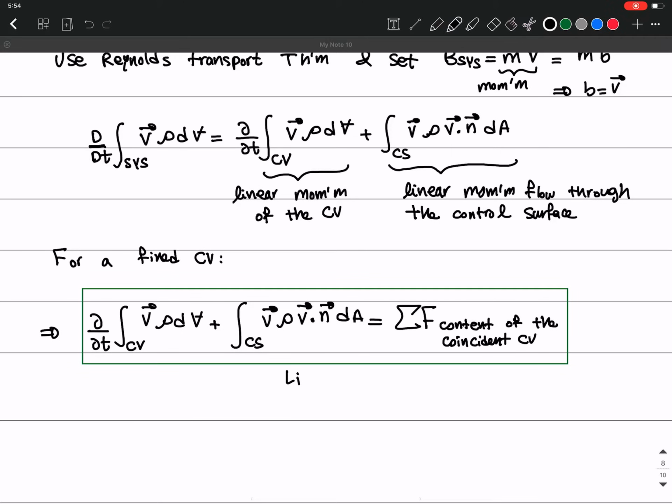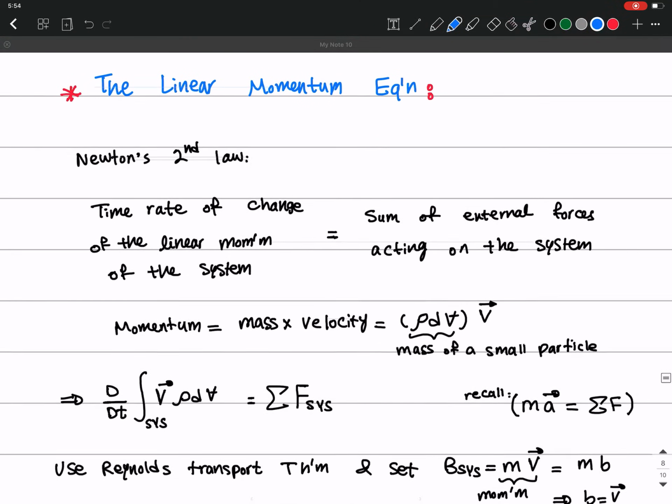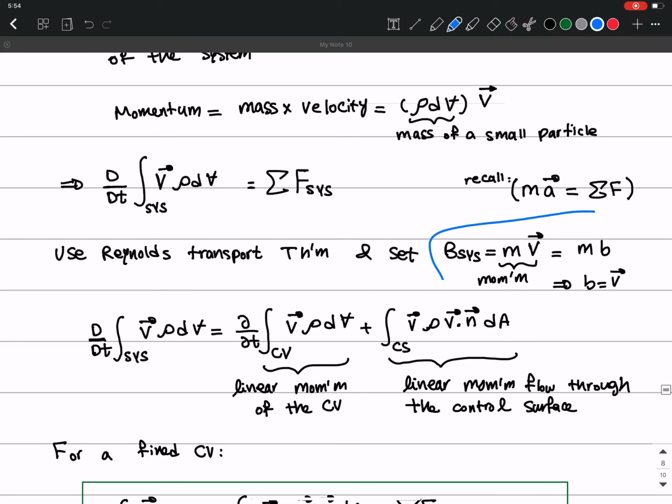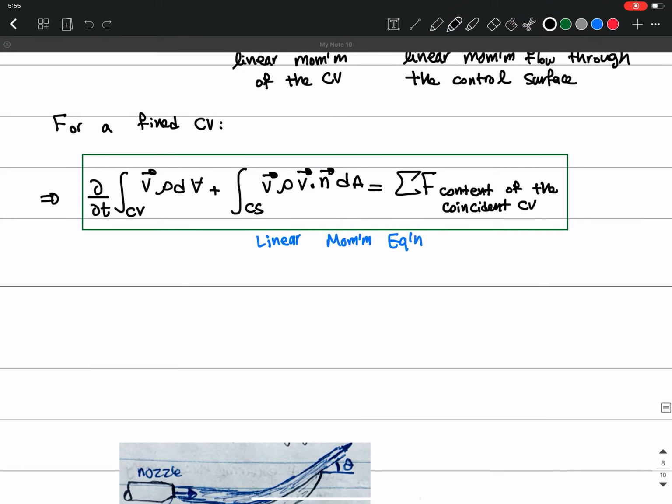Linear momentum equation. Okay, so what we did was very simple. We just used the second law of Newton, and then also used Reynolds transport theorem and set B system to momentum, or mv, and then we were able to derive the linear momentum equation. Okay, so now let's solve one example of this to see how we can apply and use this linear momentum equation in fluid problems. Okay, so let's solve an example.